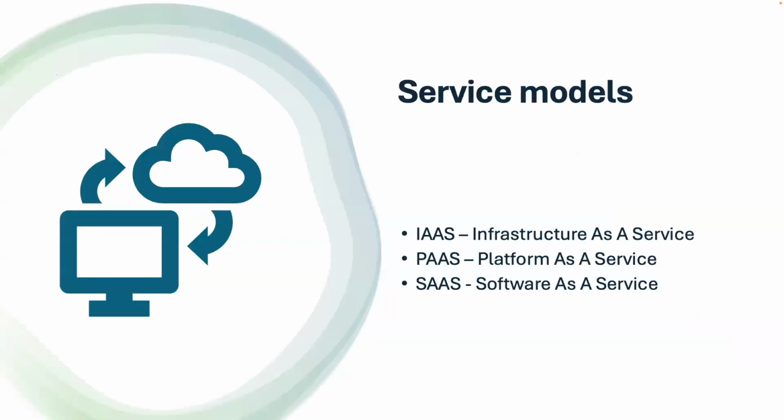So we were discussing about deployment models. Now we will discuss about service models. What are service models? These are the three basic service models. You might have already seen somewhere. It is infrastructure as a service, platform as a service, and software as a service. IaaS, PaaS, SaaS, software as a service. Let's see what it is.